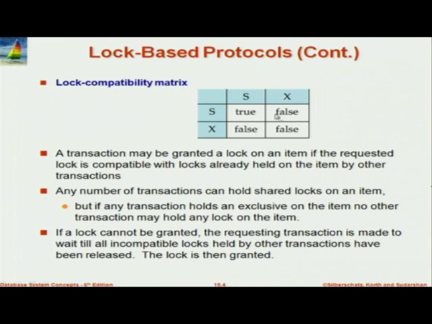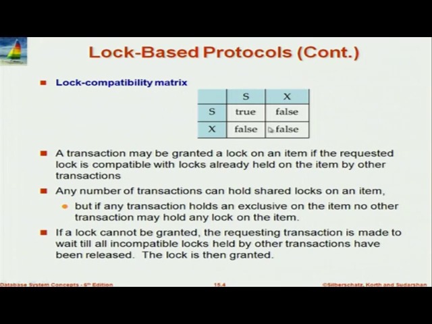So here's the lock compatibility matrix. Shared and shared is true, meaning two transactions can have shared locks on the same item at the same time. The other three entries are false, meaning if somebody has an exclusive lock, nobody else can have a shared lock at the same time, or an exclusive lock at the same time.